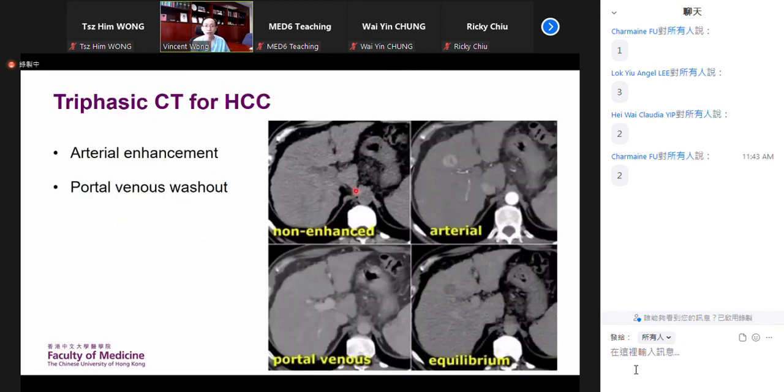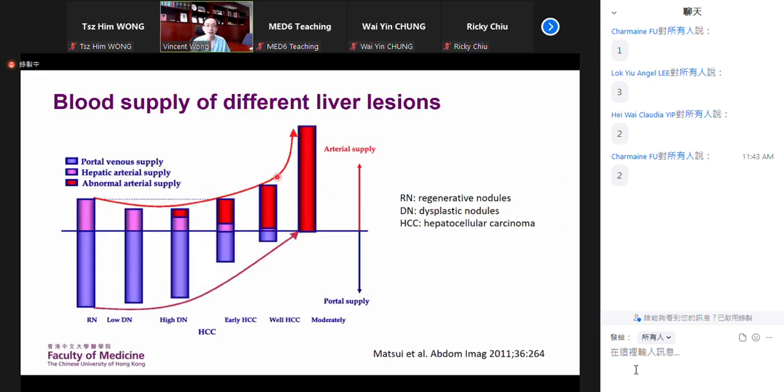Okay, so this is a triphasic CT scan of the abdomen. You can see that a typical HCC would give you arterial enhancement and also portovenous washout. Okay, why is this the case? This is because of the differential blood supply of different liver lesions. So you know that the liver parenchyma is 80% supplied by the portovenous system, whereas 20% is supplied by the hepatic artery. On the other hand, it is the other way around for HCC.